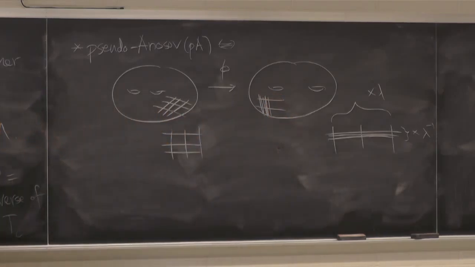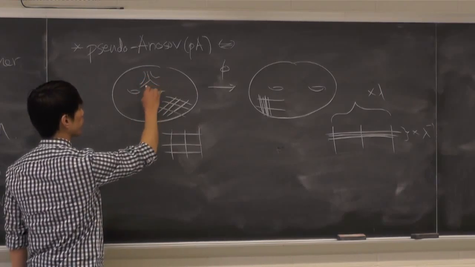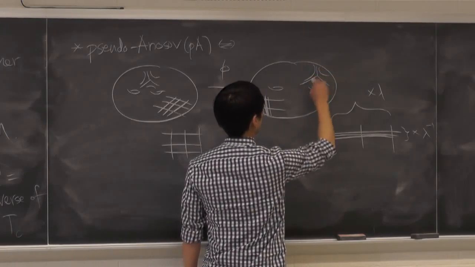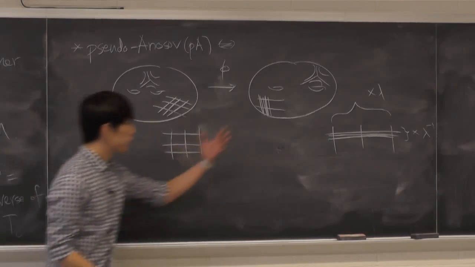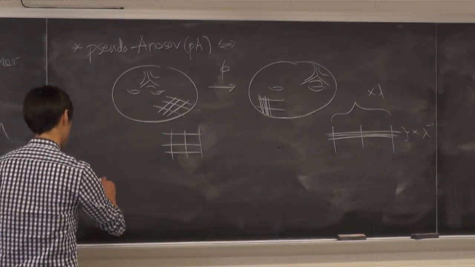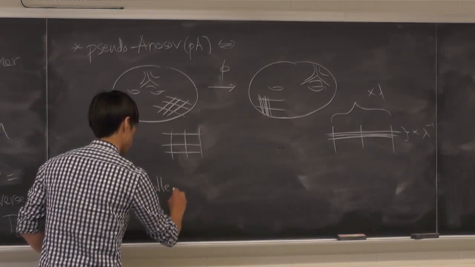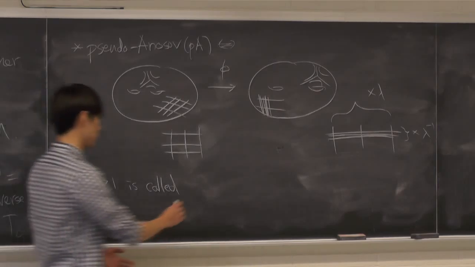And there are singular points on this foliation. Near the singular points, the foliation looks like this. Maybe it maps to another singular point right there. So this is a pseudo-Anosov mapping class, and there is an interesting real number, lambda. This is the so-called stretch factor or dilatation of the mapping class f.